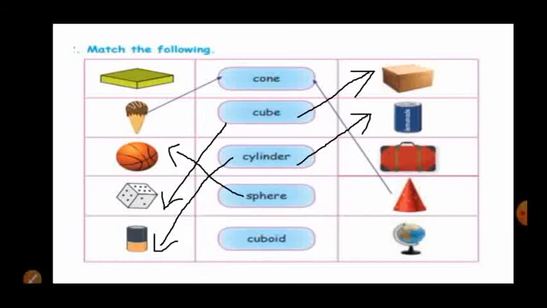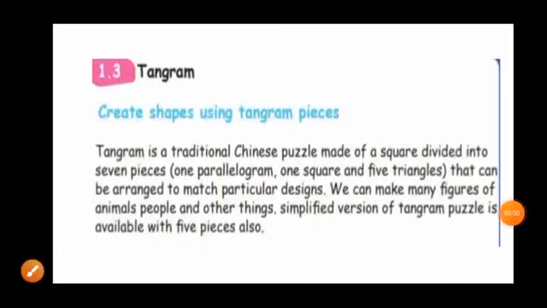And the next one, sphere. Ball has the shape of a sphere. And on the right side, globe has the shape of a sphere. The last one, cuboid. This left side gift box has the shape of a cuboid. On the right side, the suitcase has the shape of a cuboid.